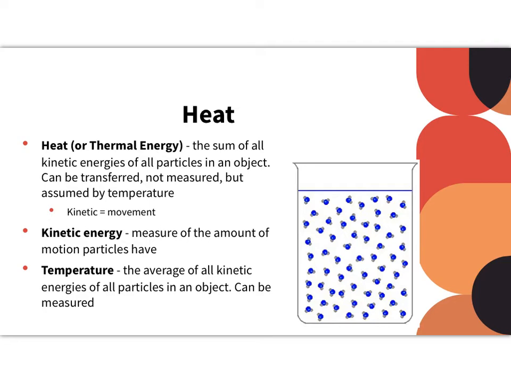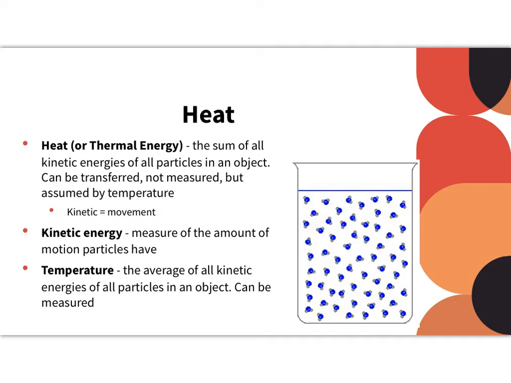Heat, also known as thermal energy, is the sum of all kinetic energies of all particles in an object. All right, what does that mean? So, if this particle is moving with lots of energy, and this one's moving with quite a bit of energy, and this one's moving with a moderate amount of energy, and this one's moving with a lot of energy, again, they would all be moving reasonably close to the same amount.